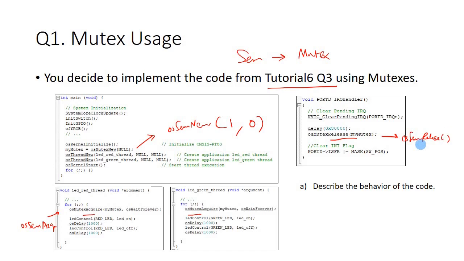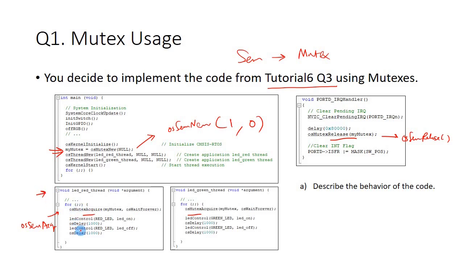Now, what would be the expected behavior of the code right now, with everything transitioned from semaphore to mutex? Let's look at it step by step. In the main, we are creating a new mutex. Once you create a new mutex, the mutex is available. For the threads, I create LED red first, followed by LED green. So definitely once I start the OS, this LED red thread will run first, correct?